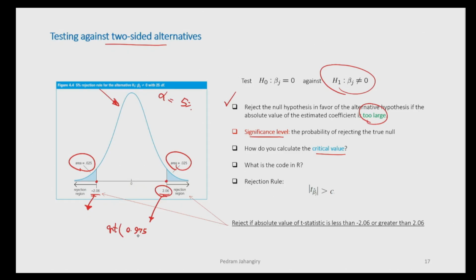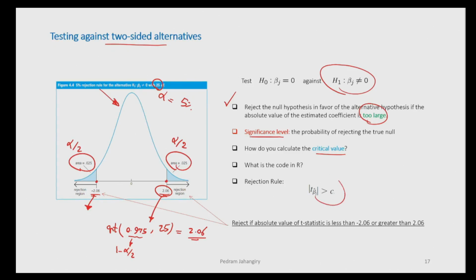So this is alpha over 2, 1 minus alpha over 2, right? And the degree of freedom, in this example, degree of freedom is 25. If you type this in R, you will get 2.06. Please give it a try.